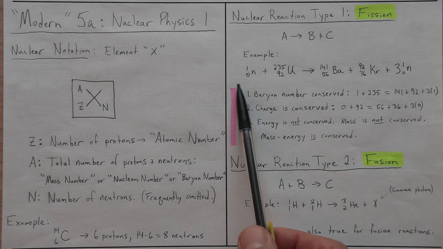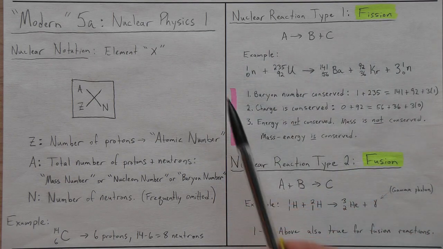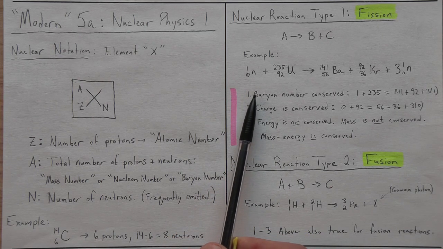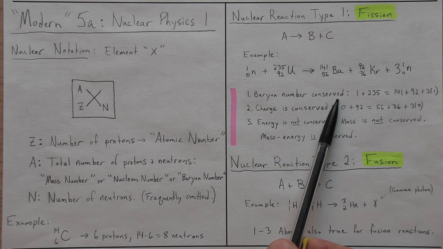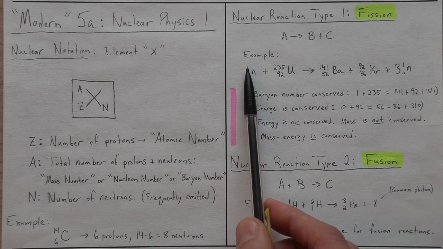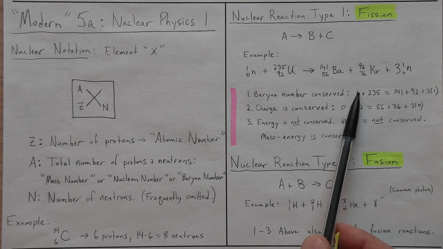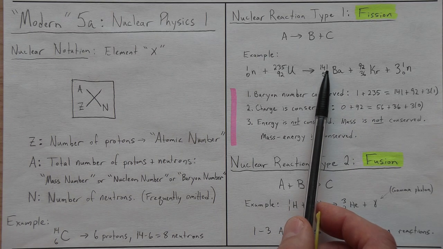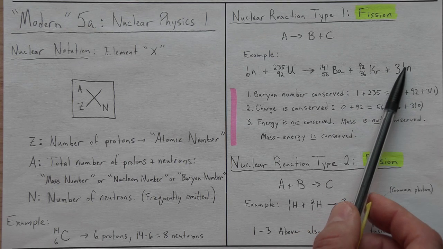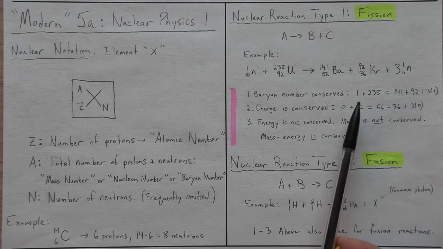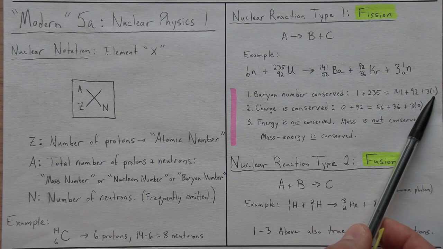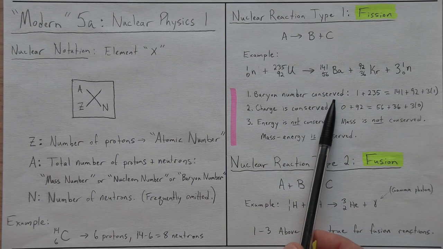Now this is the important part. This example is not so important because we have zillions of kinds of reactions that can happen, but in all of them, 3 things are true. The baryon number is conserved. The baryon number, again, is the total number of protons and neutrons together. So you see here we've got 1 and 235 before. And then after we've got 141 in this atom, 92 in this atom, and then 3 neutrons, so 3 times 1. If you add up, you get 236 on this side, and then here you add these up, you'd get 236 also. So the baryon number is conserved.